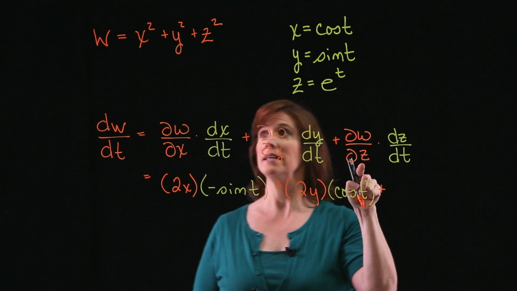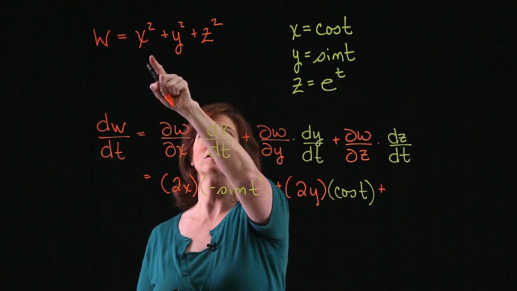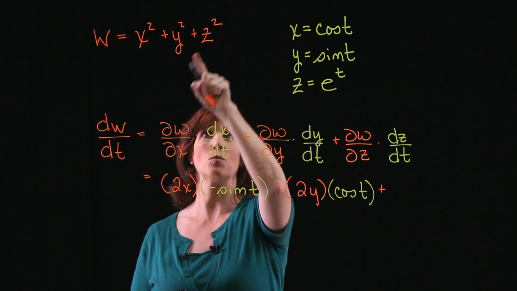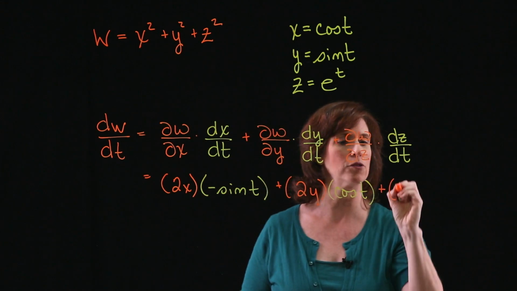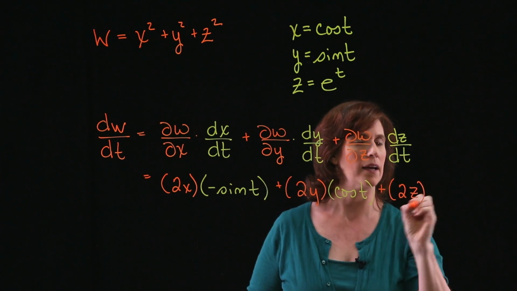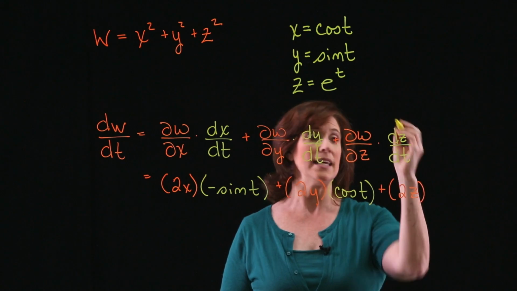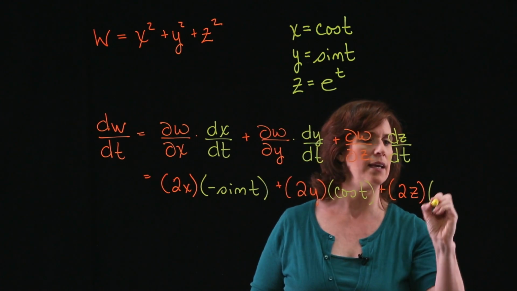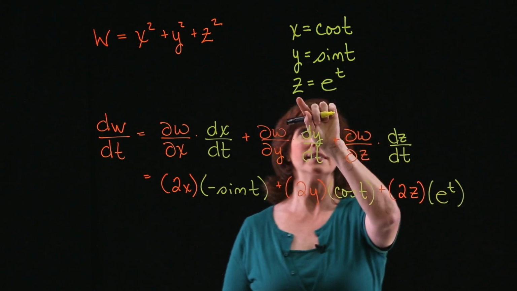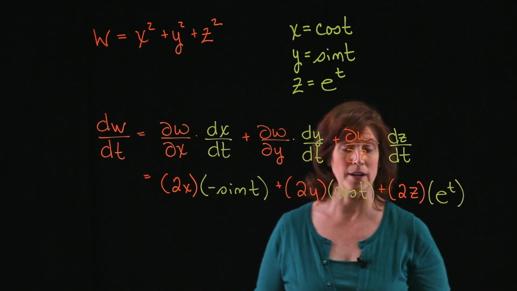Once again, moving back to my w, the partial of w with respect to z, I'll treat x and y as if they're constants, and so that partial is 2z. And then dz dt is just going to be e to the t, because z equals e to the t, and it's its own derivative.